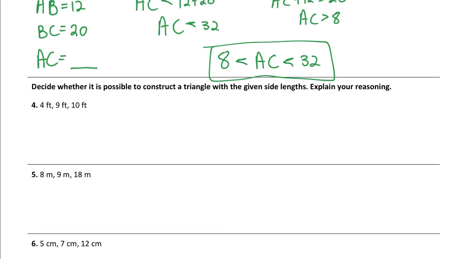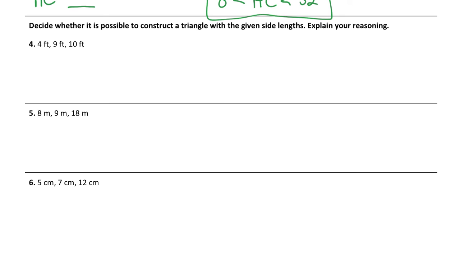So in examples 4, 5, and 6, it says, decide whether it's possible to construct a triangle with those given side lengths. Essentially, all you do to figure out if the 3 side lengths can construct a triangle, you add together the 2 shortest side lengths. So 4 plus 9 is 13. And you're determining if that sum is greater than the longest side length. 4 plus 9 is 13. That sum is greater than the longest side.